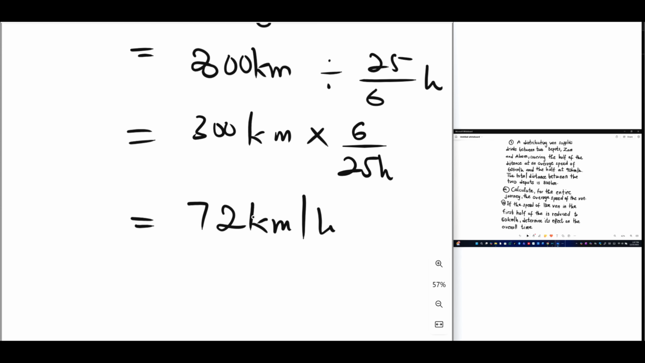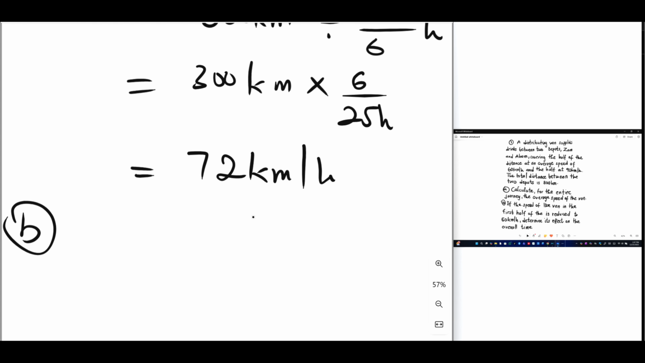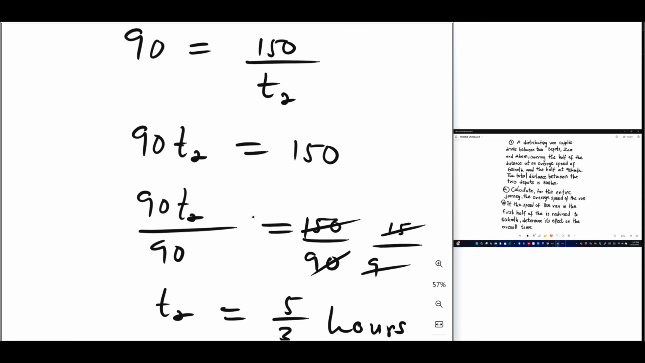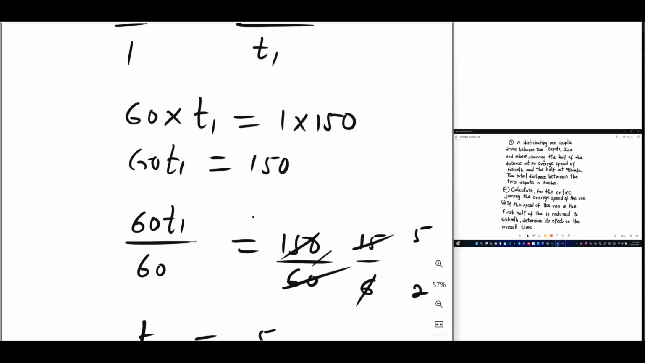Now let's look at the B part of the question. We are done with the A part of the question. Let's just now look at the B part. The B part says that we should, if the speed, let's go back to the B part of the question.